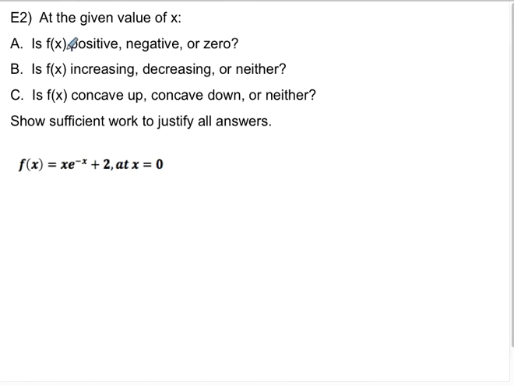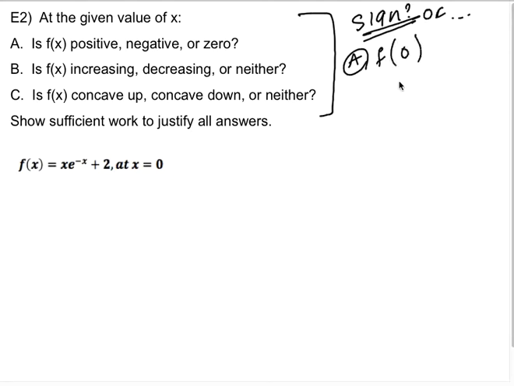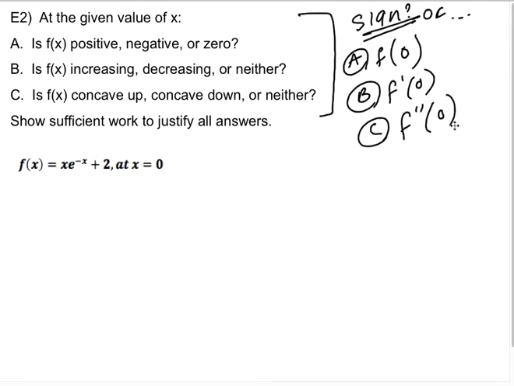All right, so at the given x value, is f of x positive, negative, or 0? Is f of x increasing, decreasing, or neither? And is f of x concave down, concave up, or neither? What all of these questions are asking is the sign. A is asking the sign of f of 0. B is asking the sign of f prime of 0. And C is asking the sign of f double prime of 0. So you just need to find the three functions and then evaluate them at 0. That's the question that's hidden in here.